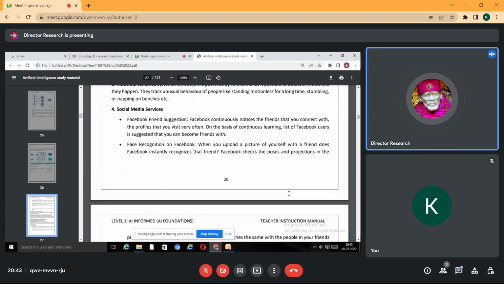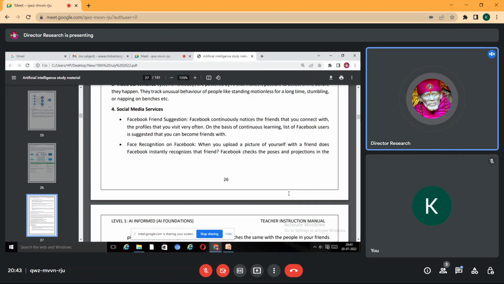Social media services. Facebook friend suggestion: the profiles that you visit very often. On the basis of continuous learning, a list of Facebook users is suggested that you can become friends with. Face recognition on Facebook.